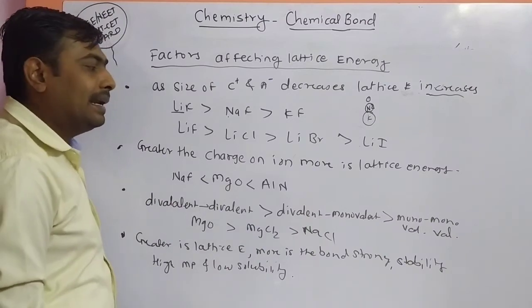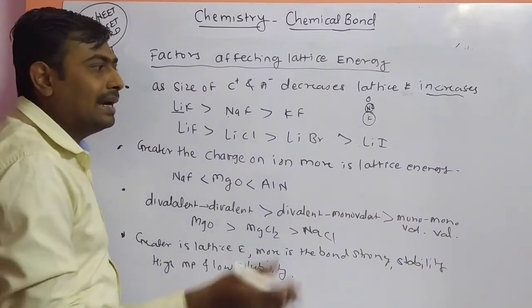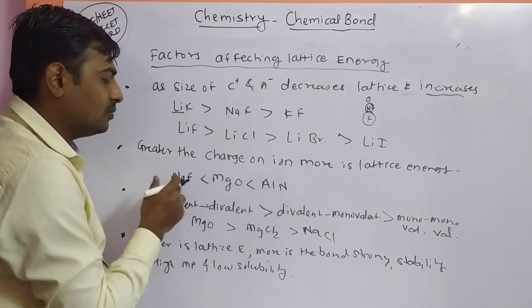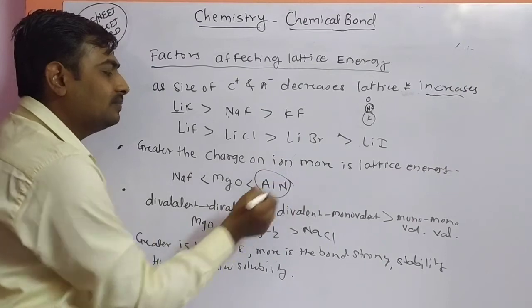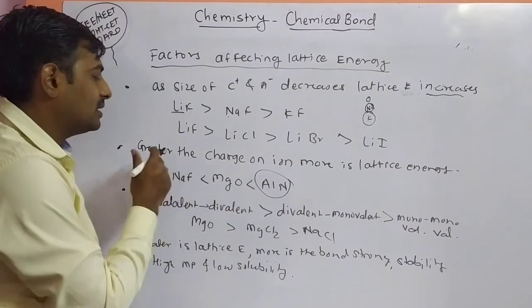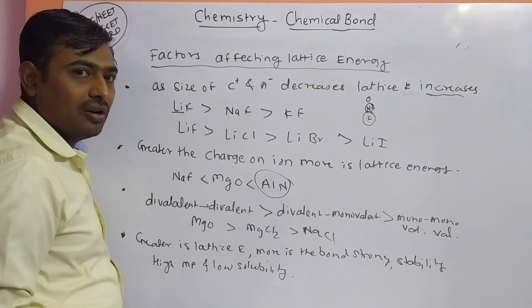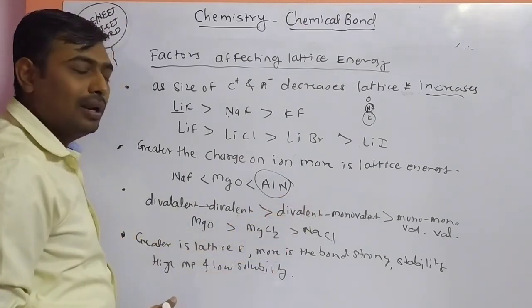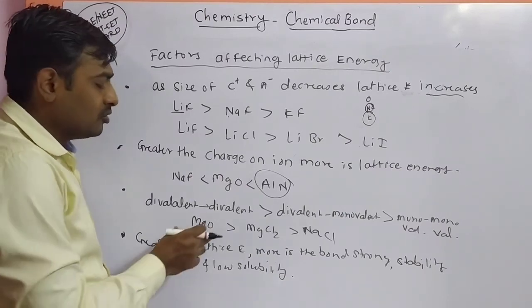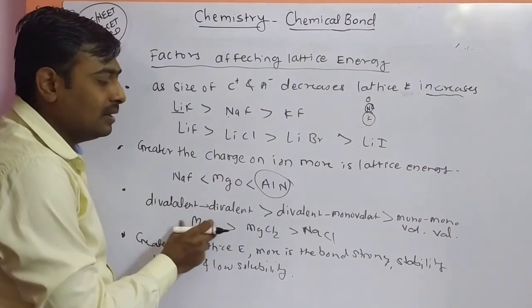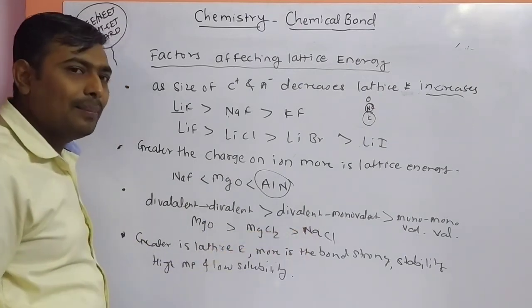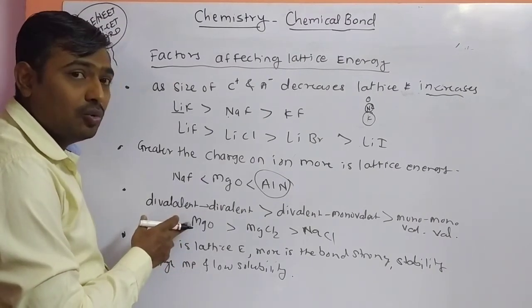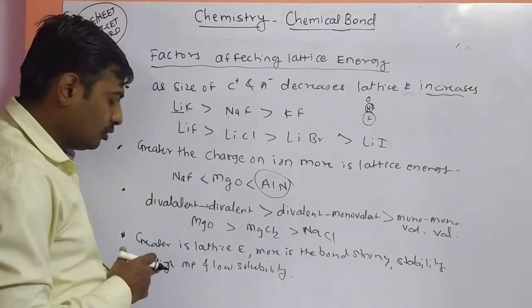Second point: the greater the charge on the ion, the more the lattice energy. So with 3 plus 3 minus, 2 plus 2 minus, 1 plus 1 minus, the larger the charge, the more the electrostatic force of interaction, and the greater the lattice energy of the crystal. Third, divalent and monovalent compounds: divalent has higher lattice energy than monovalent. This comparison depends on the transfer of electrons, single electron or two electrons.